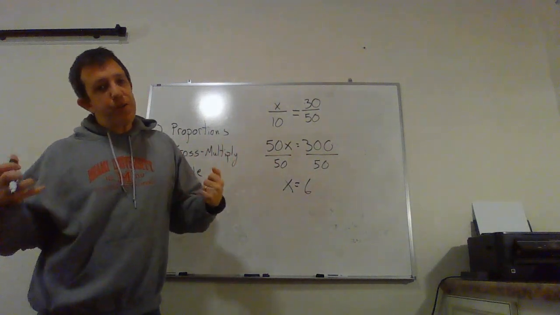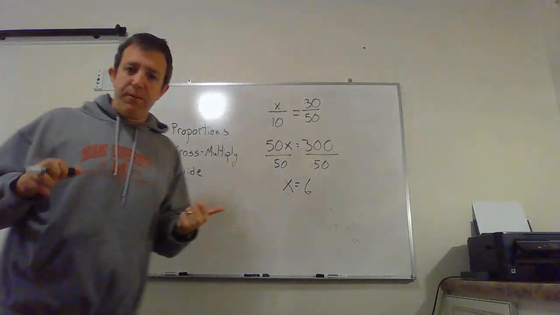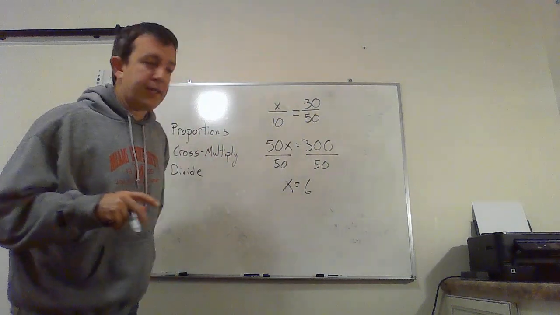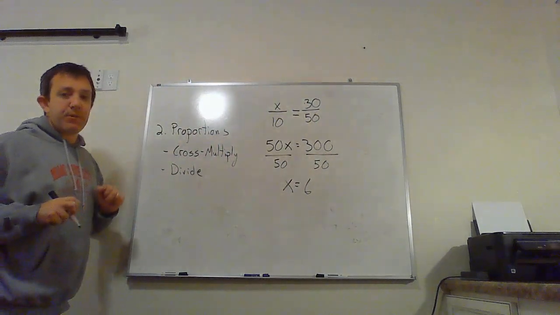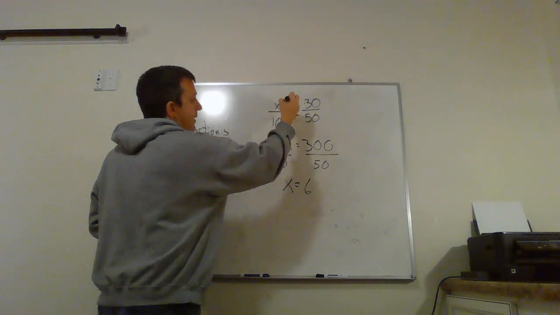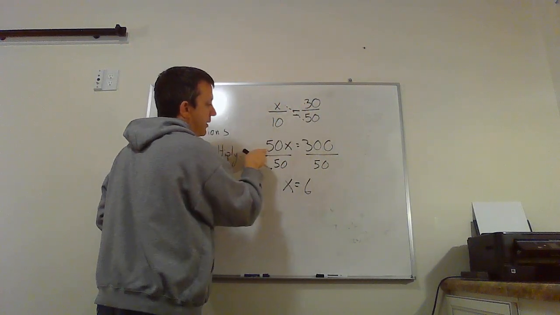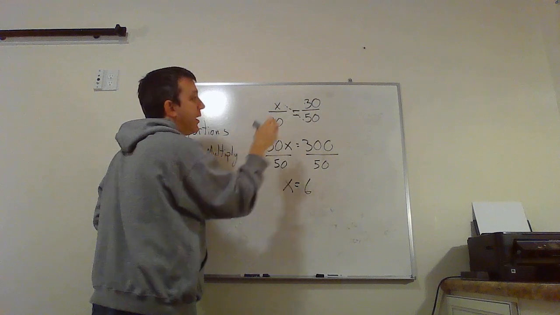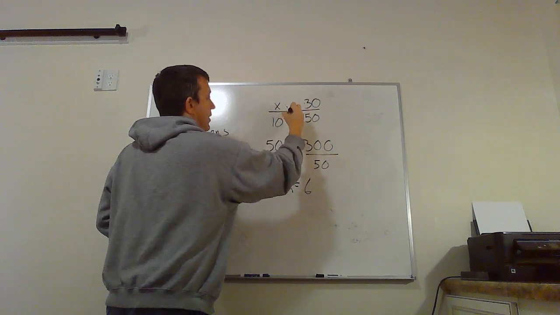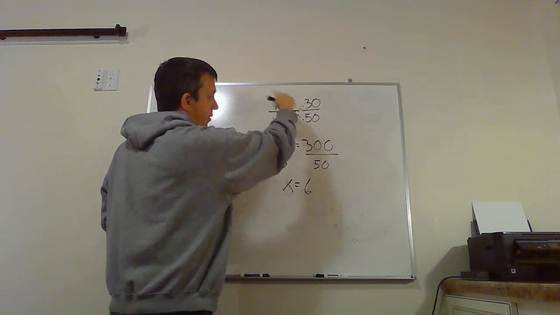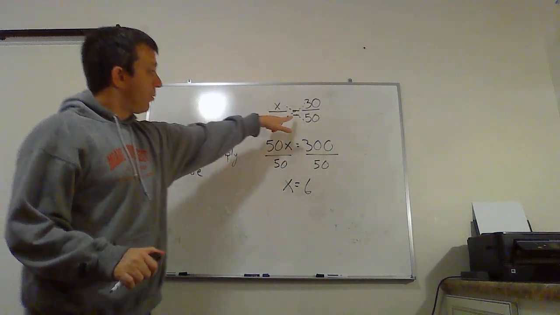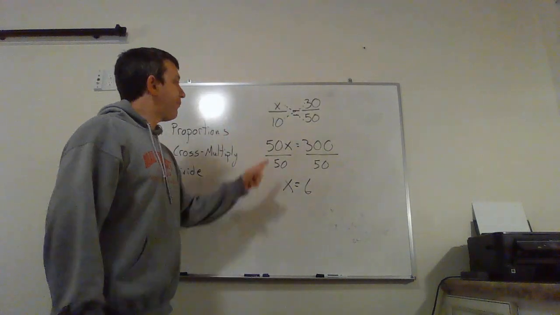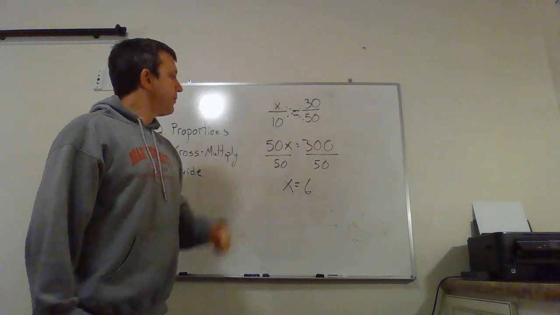So again, this one's not too bad. You might be able to figure this one out just by figuring it in your head, but we have a process. So we're going to start by doing what's called cross multiplying. I'm going to take the x times the 50, and that gives me 50x, and I'm going to take the 10 times the 30. That's where we get the name from, the cross multiplying. We're making an x out of our multiplication here. This only works when you have an equal sign in the middle. 10 times 30 is 300.